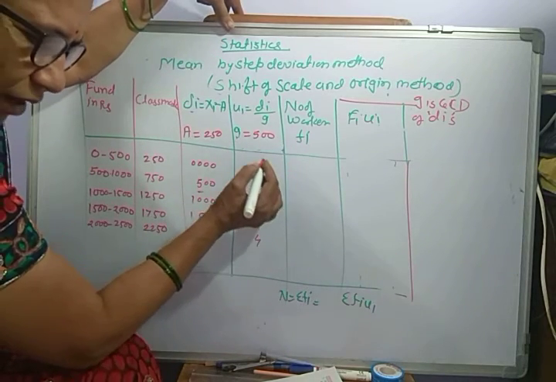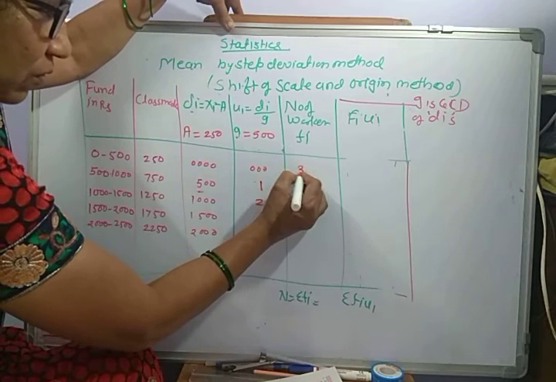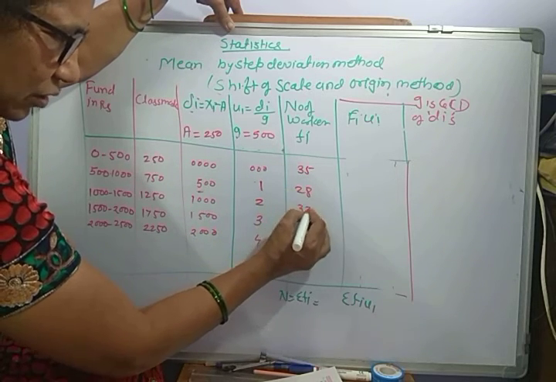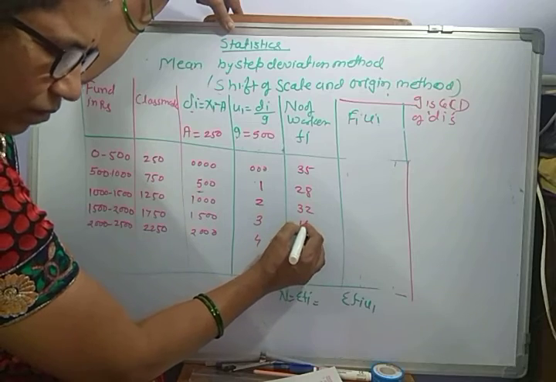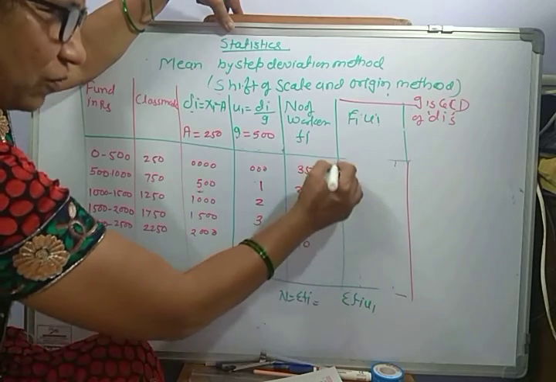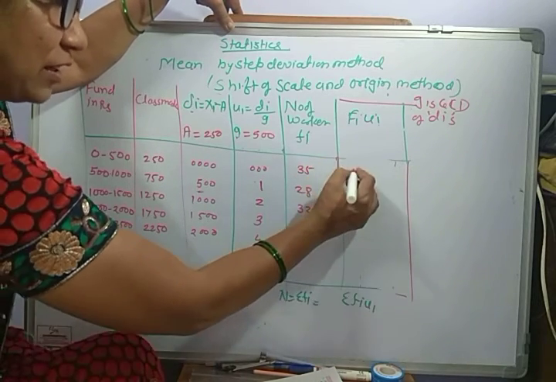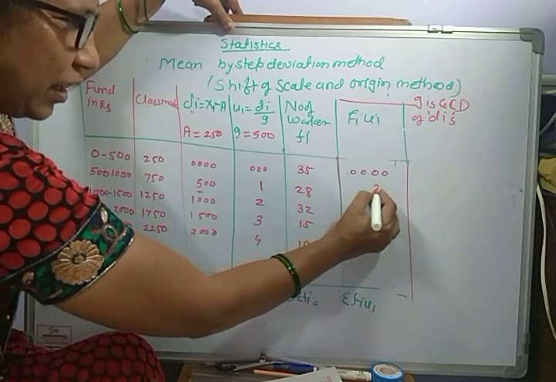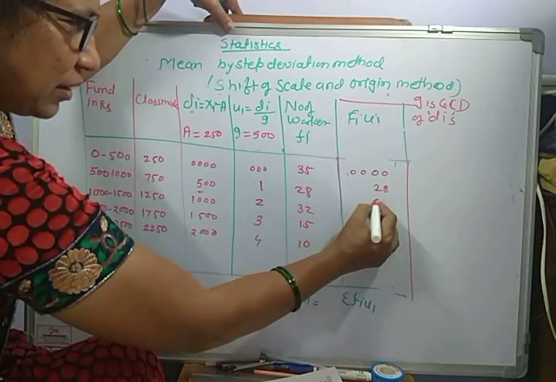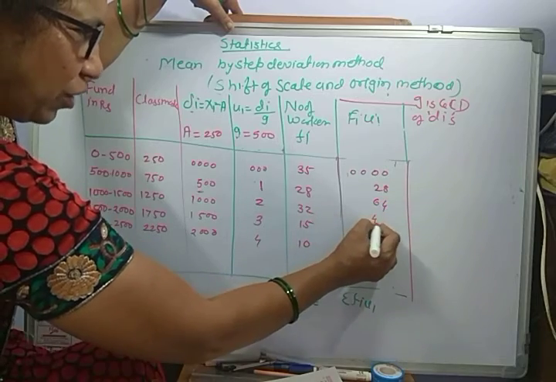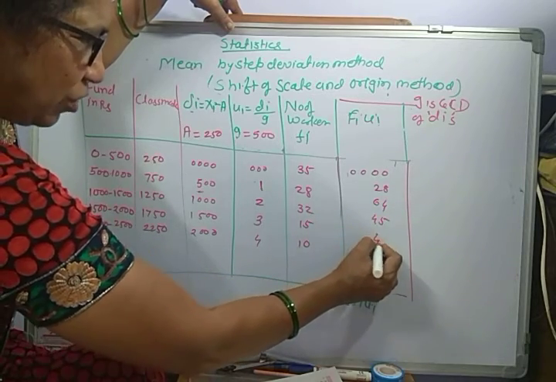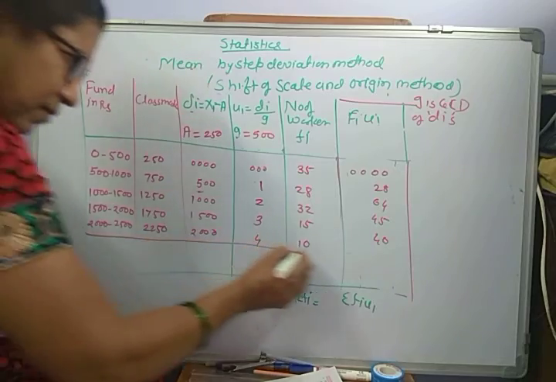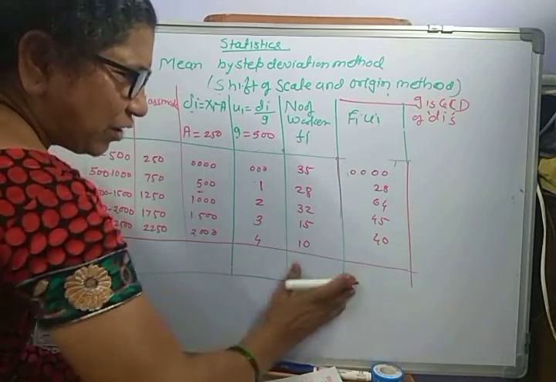Now Fi. What is Fi? It is 35, it is 28, it is 32, it is 15, and it is 10. So very simple multiplication is there. Here it comes out to be 0, then 28, 64, 45, and 40. Much simpler calculations are there. So now we can find Fi Ui.